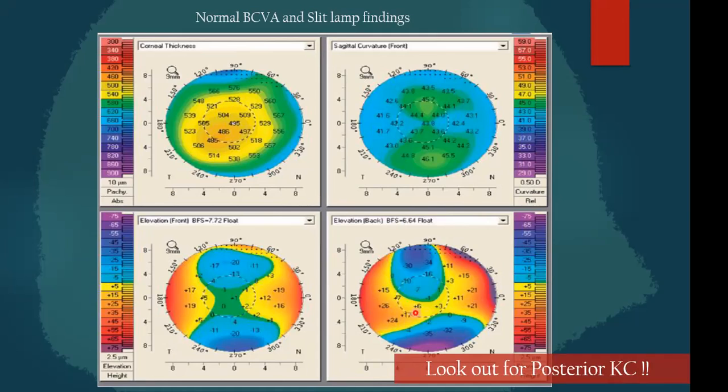So the posterior cornea actually accounts for only 7% of the overall refractive power, and hence the patient had a normal best corrected visual acuity. But this point of corneal thinning is actually coinciding with this point of posterior corneal elevation, posterior corneal steepness, and this is something known as posterior keratoconus, which you all should look out for in any Scheimpflug based or scanning slit image that you all are given.